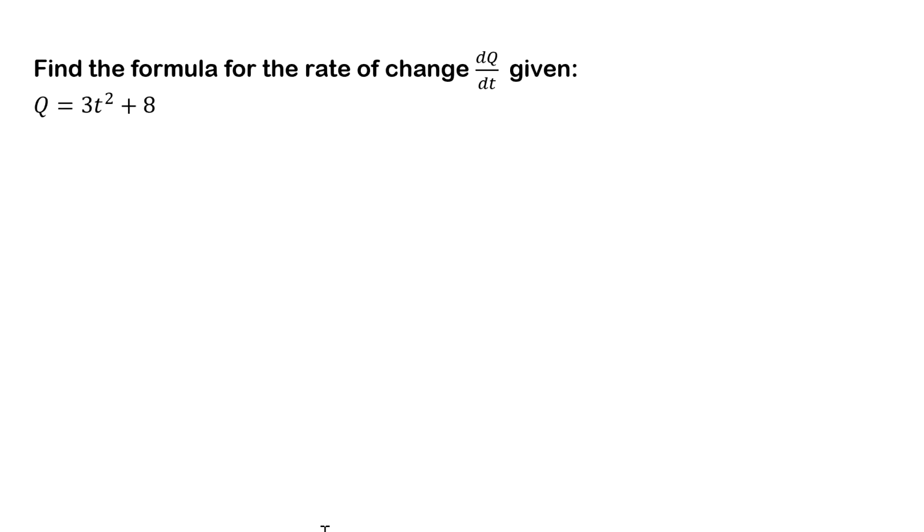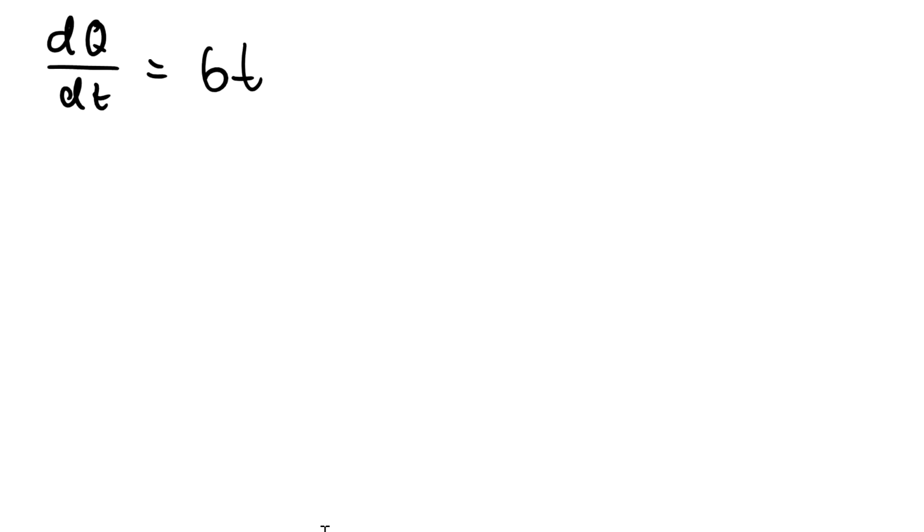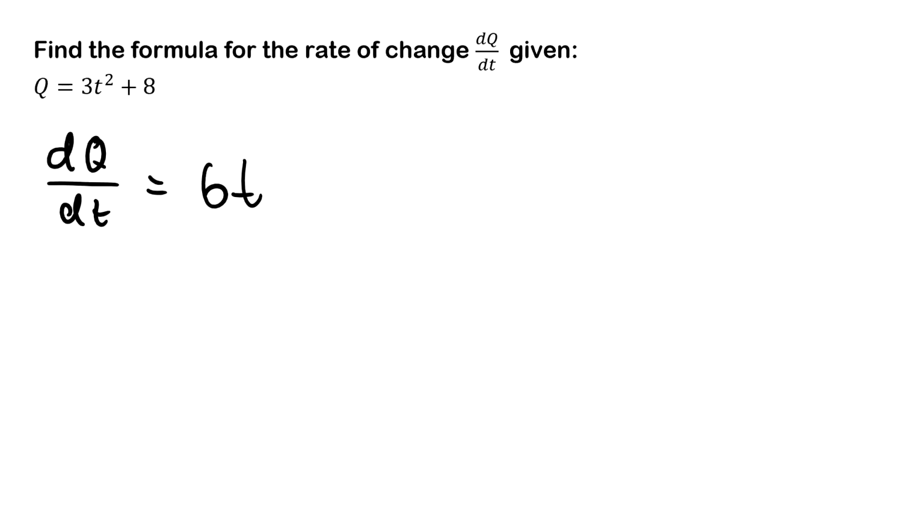Find the formula for the rate of change dq over dt given this. So remember, rate of change is also just the differentiated equation, so we can just differentiate this. So dq/dt will be 6t, and that's it. Alright, and that's all you have for that one. Now with this, it's assuming it's instantaneous. Remember, you have two different types. You have instantaneous and the average. The average is just y2 minus y1 over x2 minus x1, and instantaneous involves differentiating an equation.